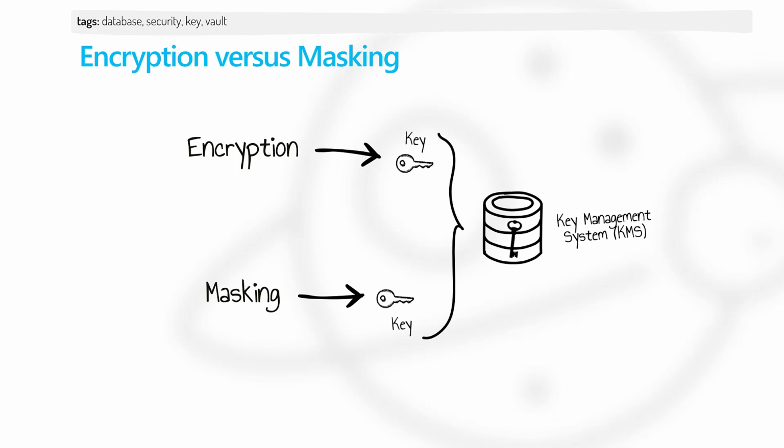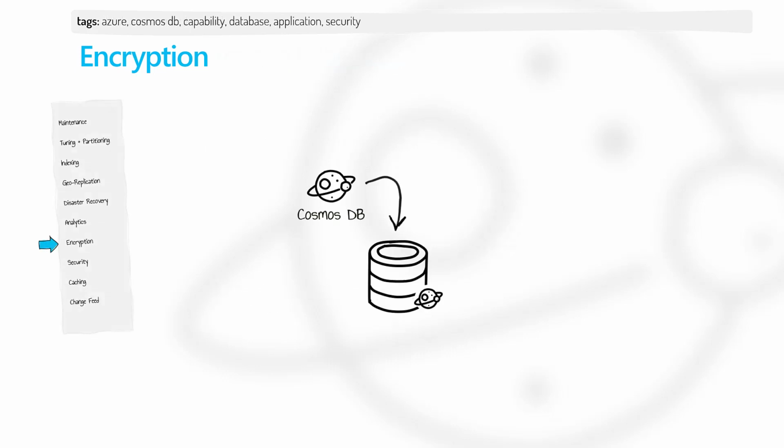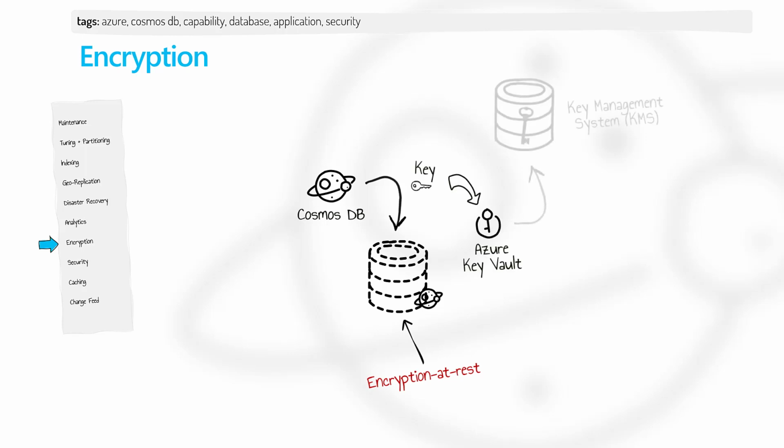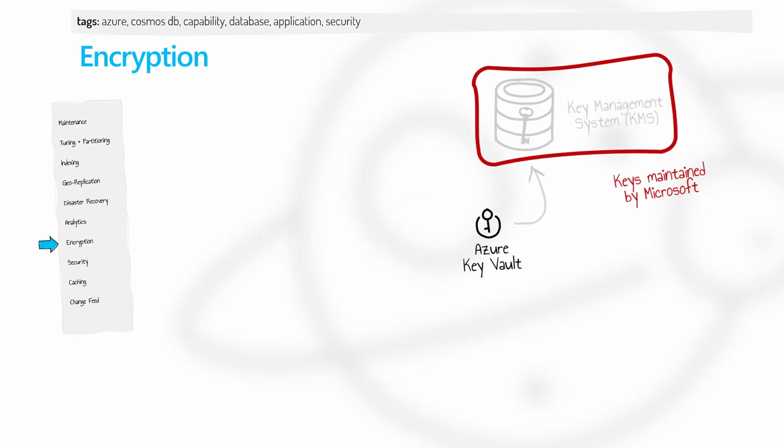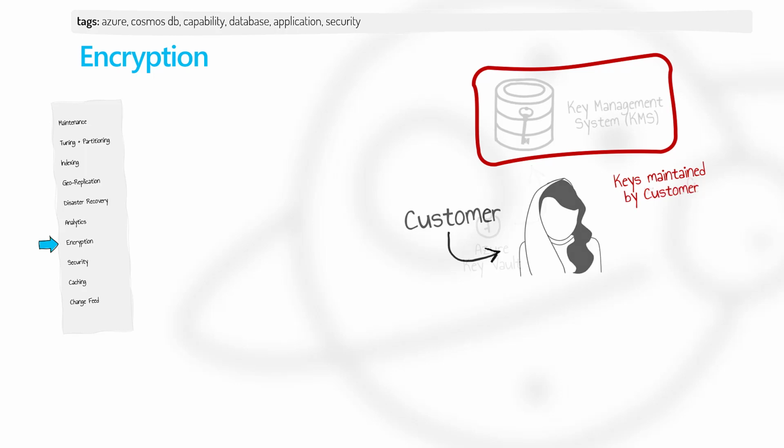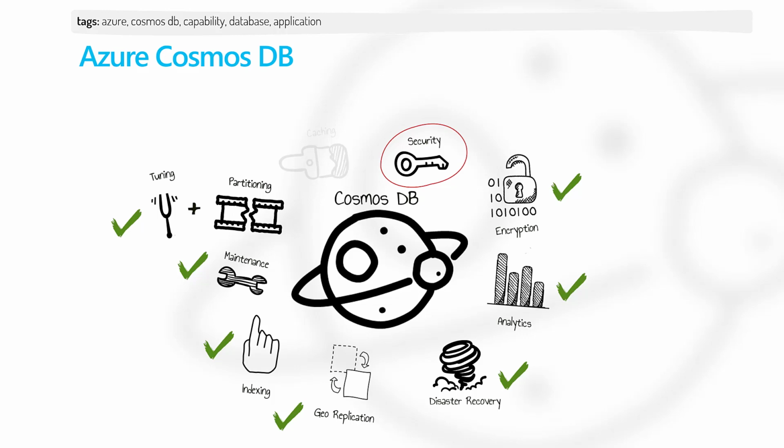In a Cosmos DB database, the data encryption is automatic and is called encryption at rest. The key used to perform the encryption is stored in an Azure Key Vault instance, which essentially is just a key management system. The keys are maintained by Microsoft. However, if the customer owns and maintains the keys in the key management system, they are called customer-managed keys, or CMK.